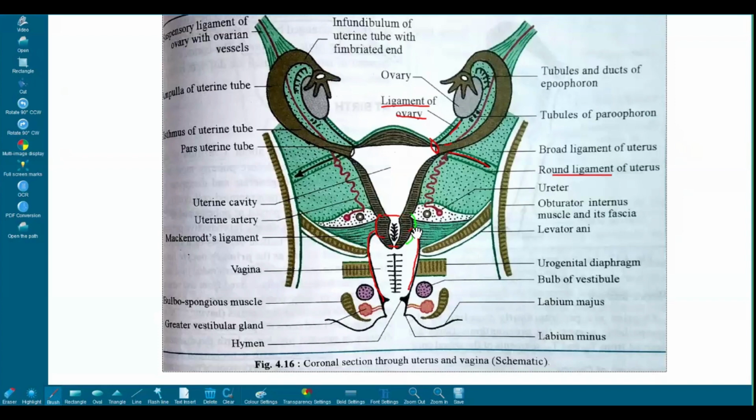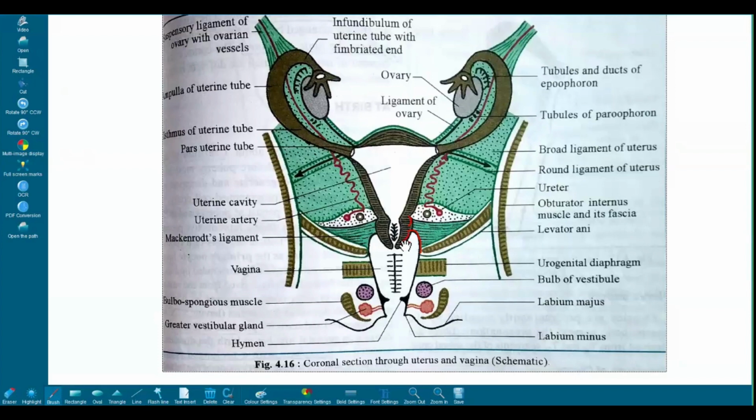Now in this diagram, you can see that from about half of the portion you have the attachment of the vagina. The upper portion, this portion which I have just drawn, is the supravaginal part. So the cervix is divided into two parts: the supravaginal part that is above the vagina, and the vaginal part. This portion becomes the vaginal part, and the upper portion becomes the supravaginal part. So these are the two parts of the cervix.